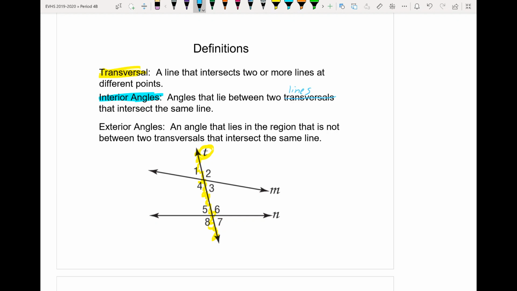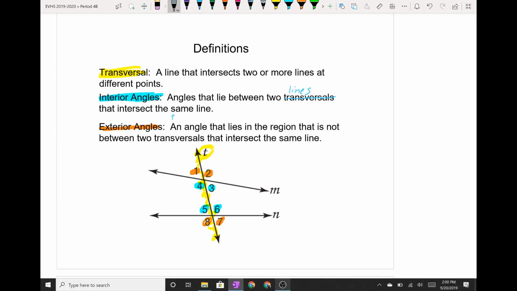they lie along the between two lines that intersect the same line, which that same line there is the transversal line. Anyway, the picture shows it a lot better. Interior angles are 4, 3, 5, and 6. Okay, they're the ones on the inside of the two lines. Now, our exterior angles are going to then be what? 1, 2, 7, and 8.